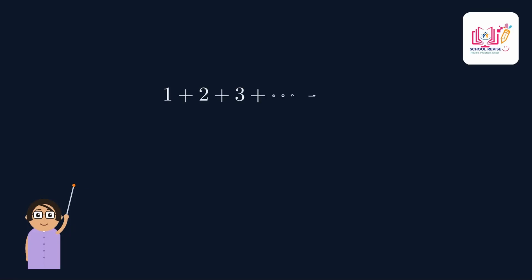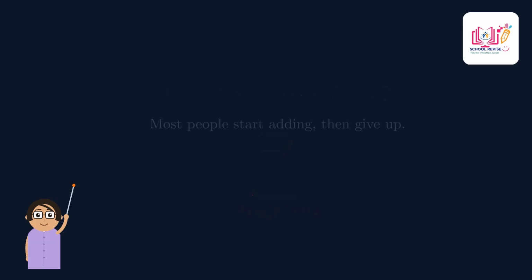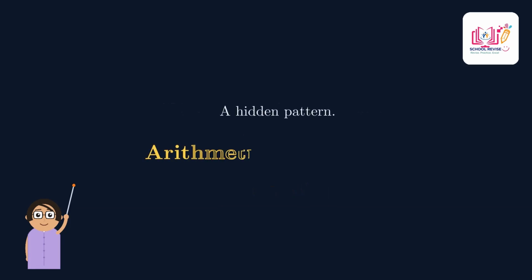Quick question. What is 1 plus 2 plus 3 all the way up to 100? No calculator. Go on, try it. Most people start adding, then give up somewhere in the middle. But nearly 300 years ago, a schoolboy named Gauss was handed this exact question just to keep him busy. Seconds later, his hand went up. He had the answer. His teacher was stunned.